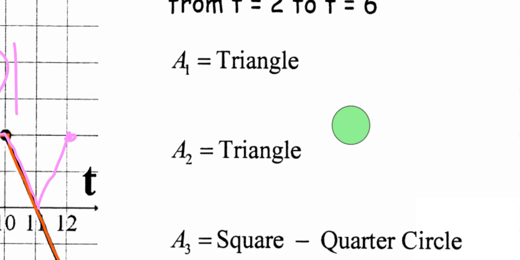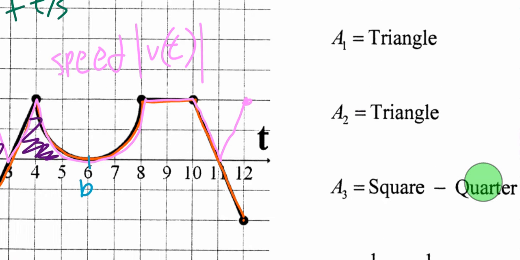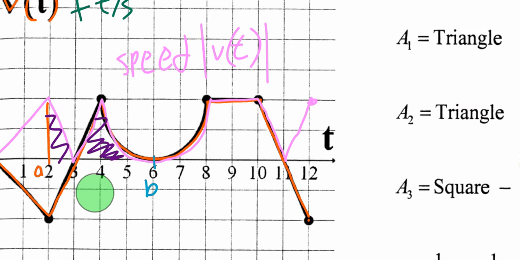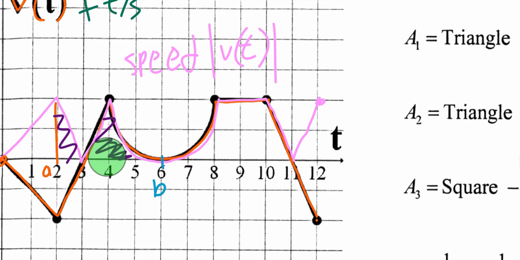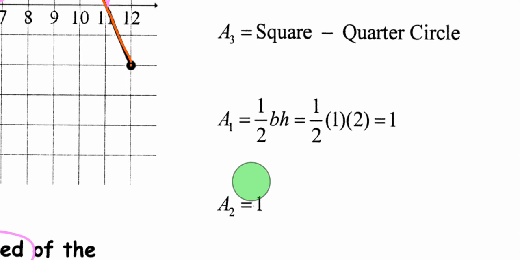to t equals 6. So again, area 1 right here is just a triangle. The second area from 3 to 4 is a triangle. The third area is a square minus a quarter of a circle. So basically, if you take this square right here and subtract this fourth piece of this total circle right here, you will get this last little purple area right here from 4 to 5. Again, we've done this example in particle motion, so I encourage you to go back and watch that.